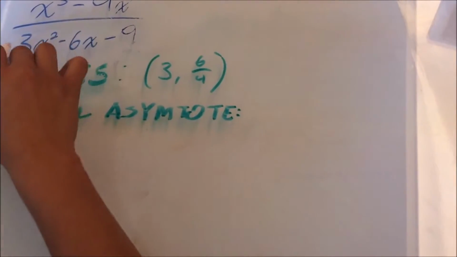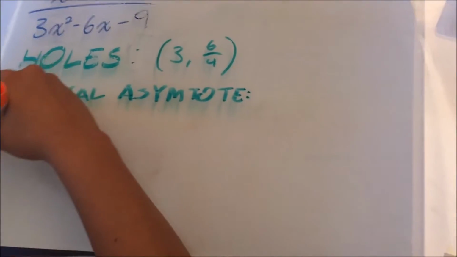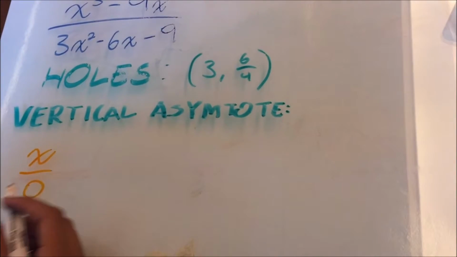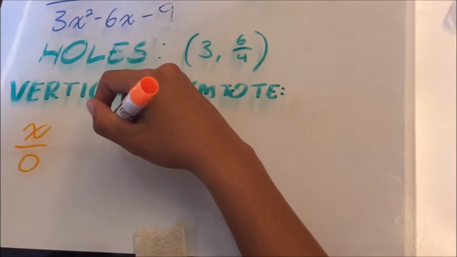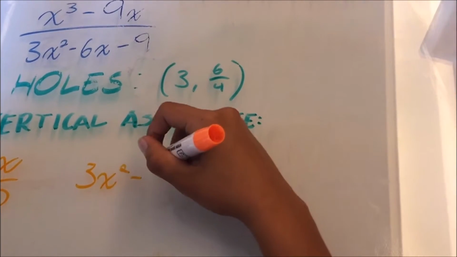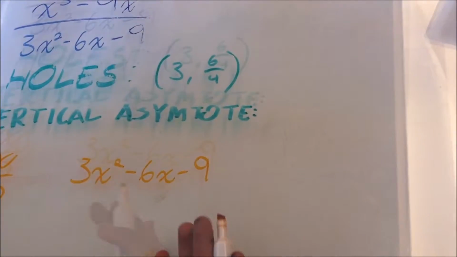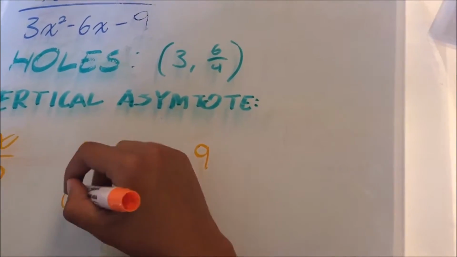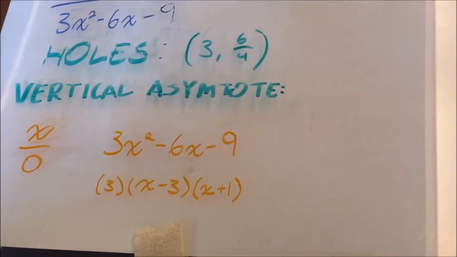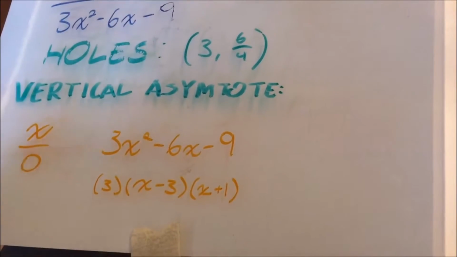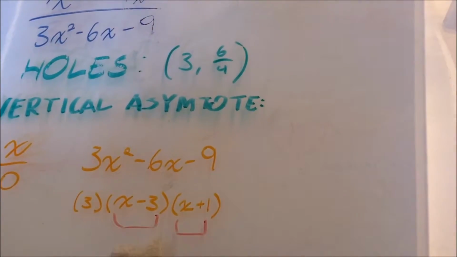To do so, we need to set the denominator equal to 0, because we know that if we have any value over 0, we have no solution, we have an impossible solution, so our graph will never go past this point. We had 3x squared minus 6x minus 9. What we can do as well is factorize. From the factorization before, we know that this is 3 times x minus 3 times x plus 1. And we need to set these two factors equal to 0, and we get our solutions.